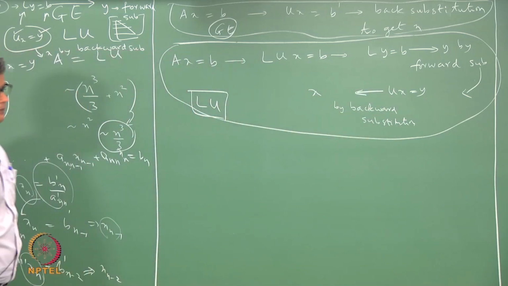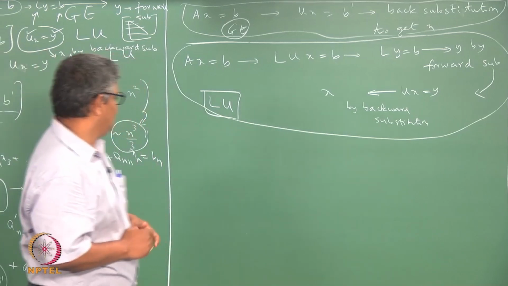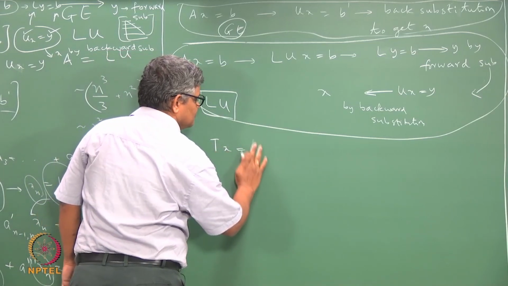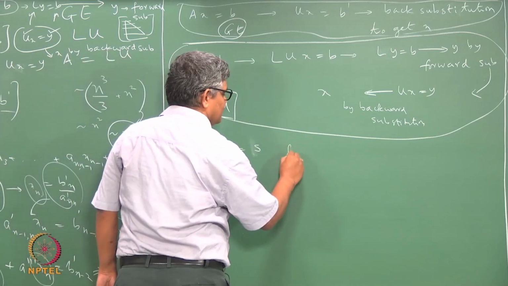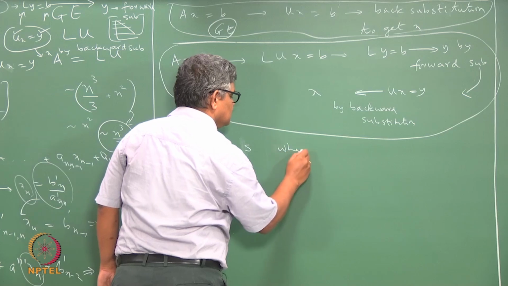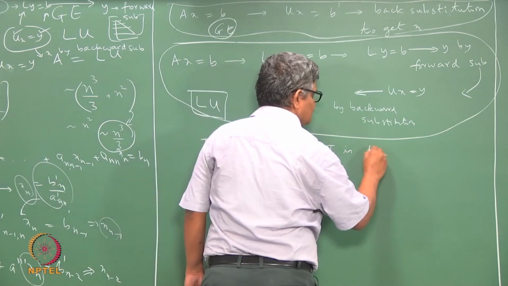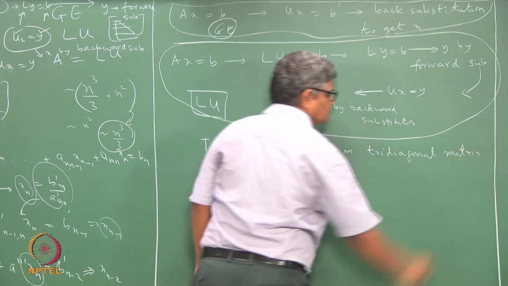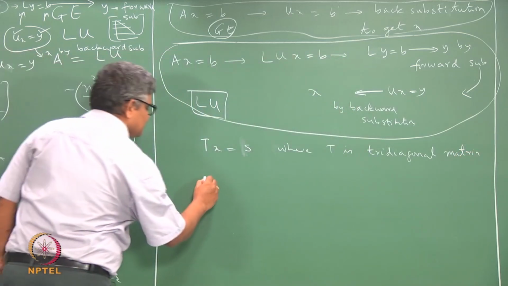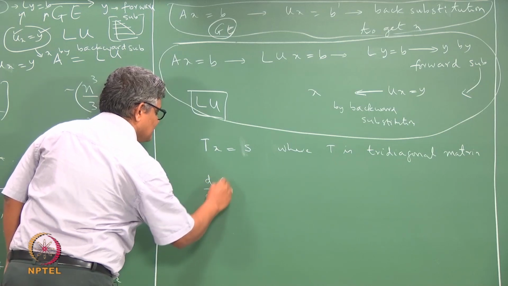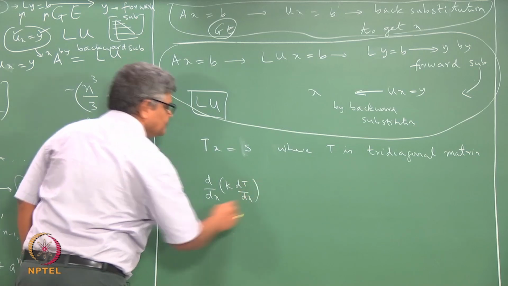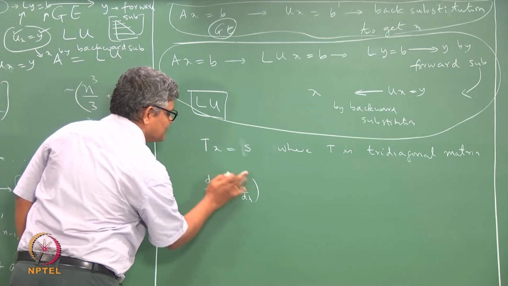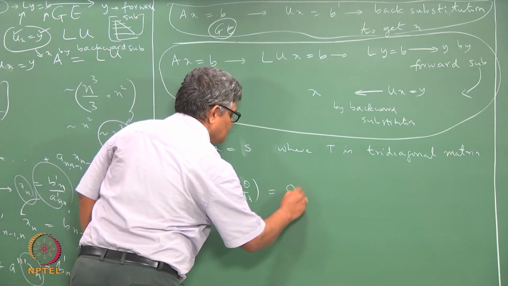The same principle can be applied to a simple case of a tridiagonal matrix. In a case where we have Tx equal to S, where T is a tridiagonal matrix. Okay, so let us see for example a simple case of d by dx of k d theta by dx. Let me not confuse this T with this T. So let me put this as theta equal to q.